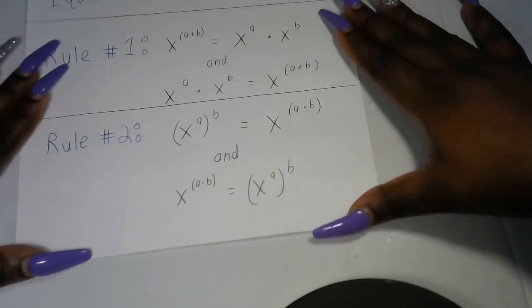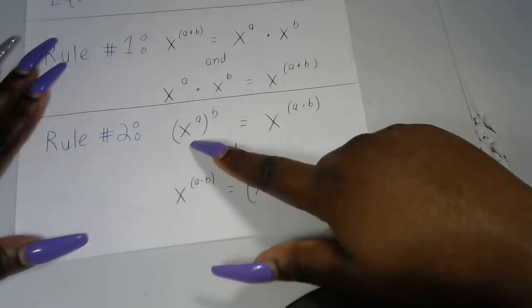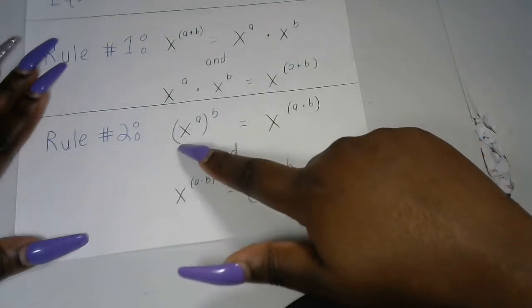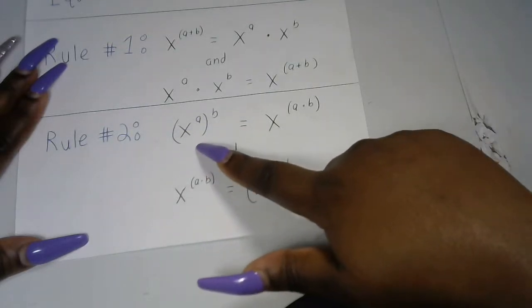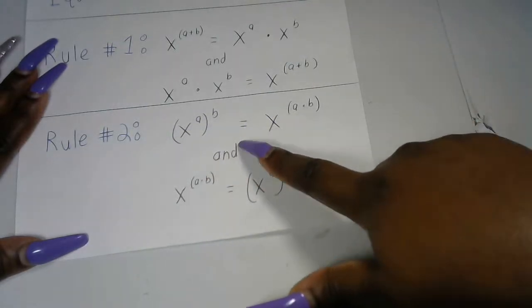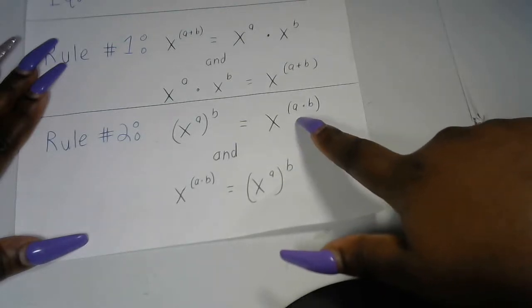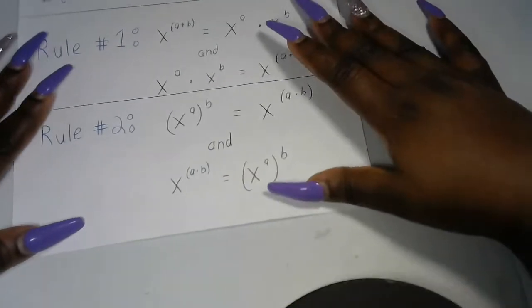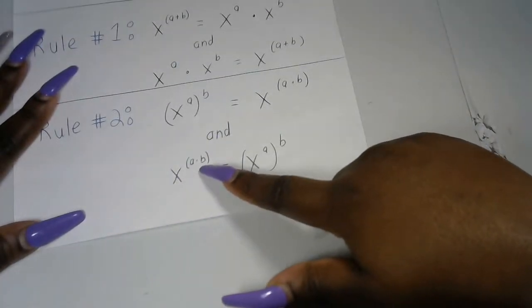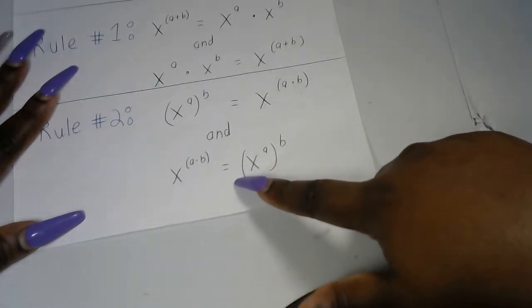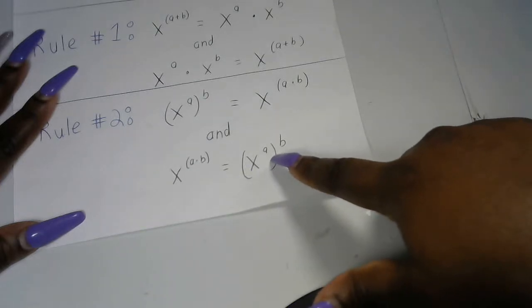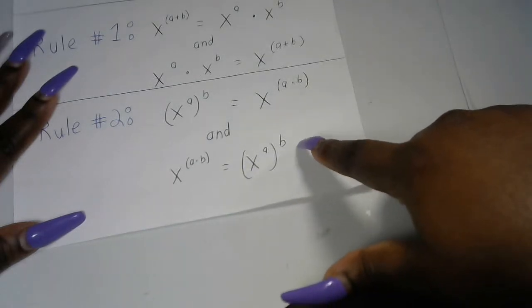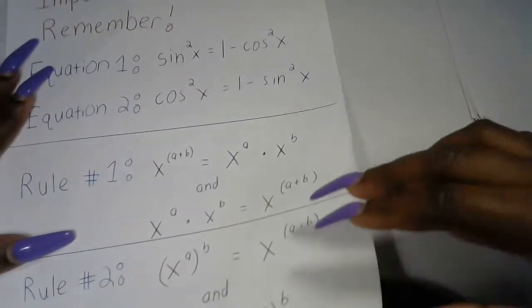Now, for rule number 2, x to the power of a, and all of this to the power of b, is equal to x to the power of a times b. And also, x to the power of a times b is equal to x to the power of a, and all of this to the power of b. These are really important rules to remember.